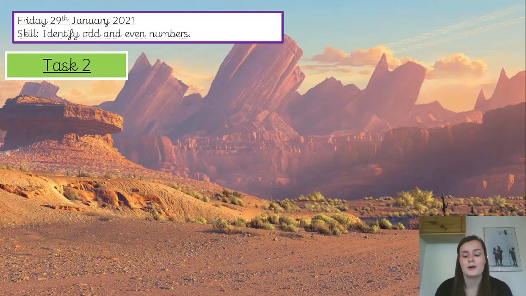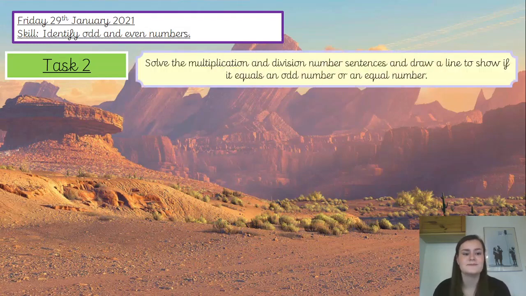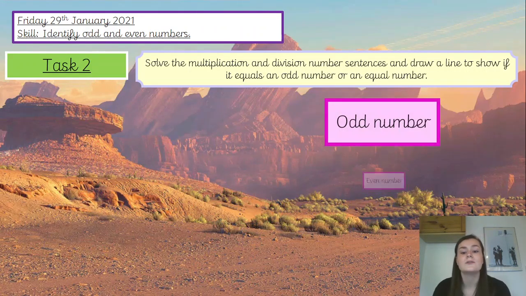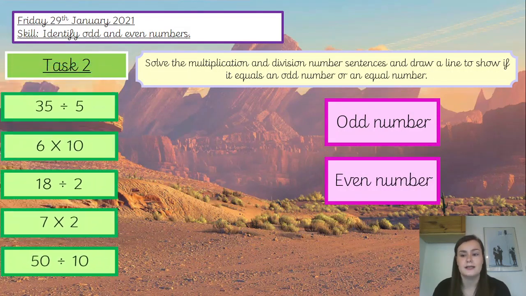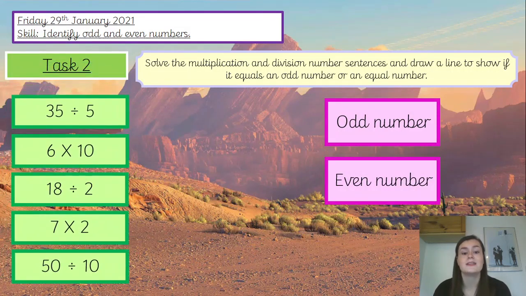And if not, we are going to move on. Okay, task 2. You need to please solve the multiplication and division number sentences that are on the screen, and then draw a line with your ruler to show if it equals an odd number or an even number.